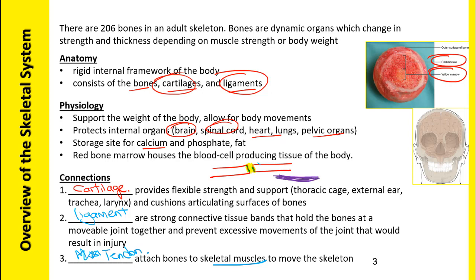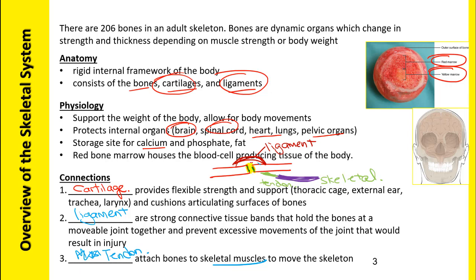What happens is the connection between the skeletal muscle and the bone is called the tendon, right? So tendons connect skeletal muscle to bones. Ligaments connect bone to bone. So this is a ligament that connects one bone to another. A tendon connects the skeletal muscle to the bone.